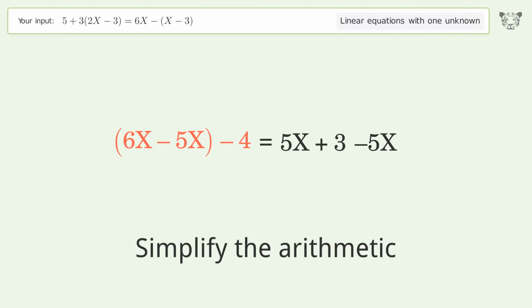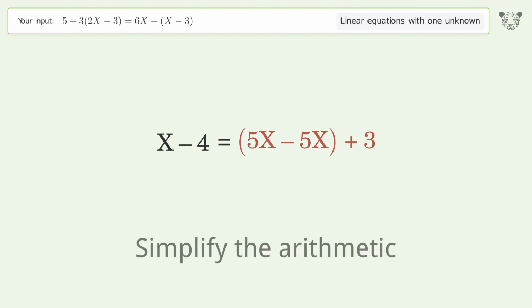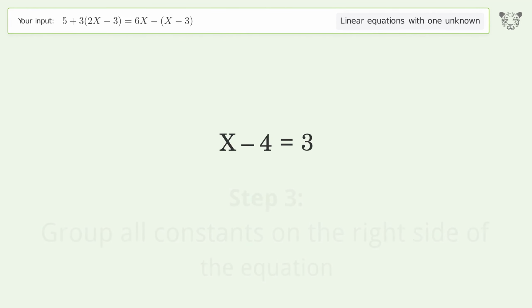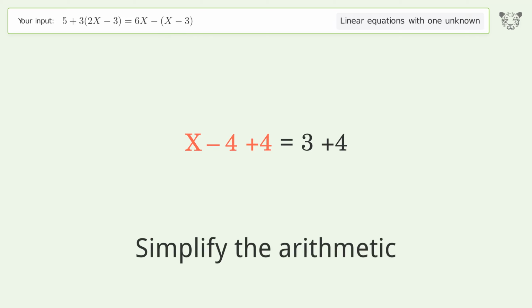Simplify the arithmetic. Group like terms. Simplify the arithmetic. Group all constants on the right side of the equation. Add 4 to both sides. Simplify the arithmetic.